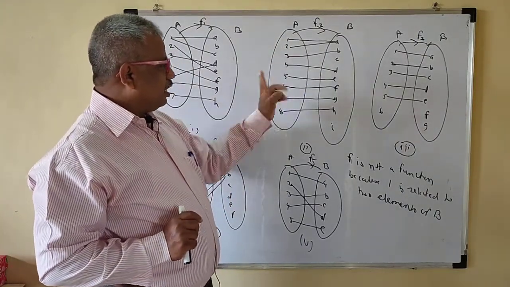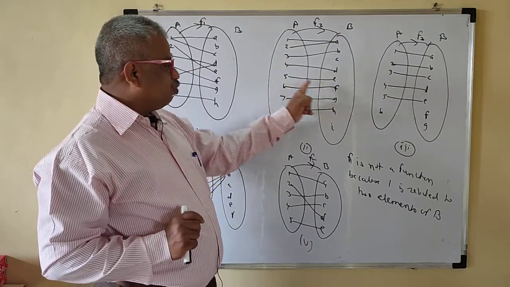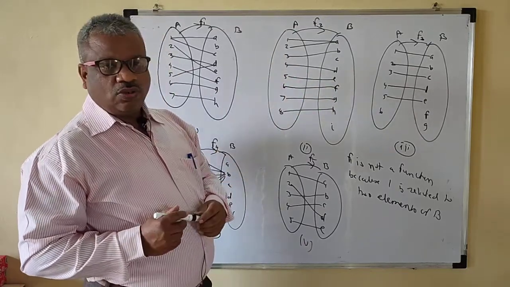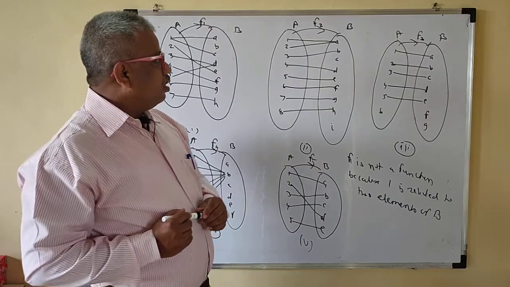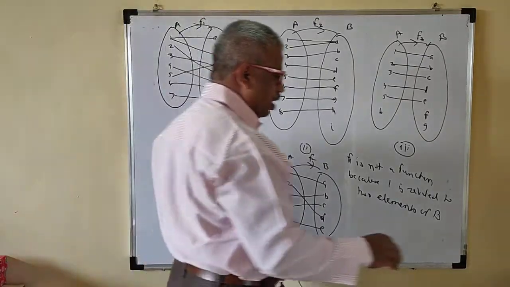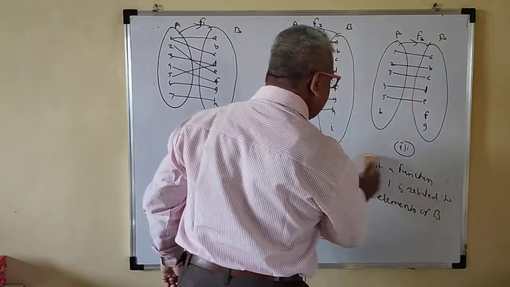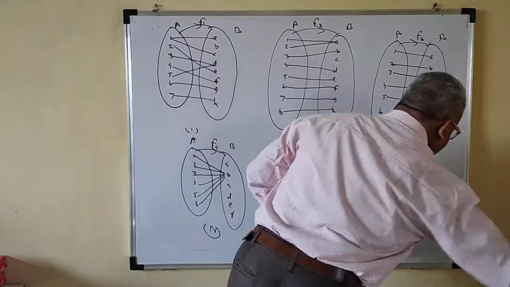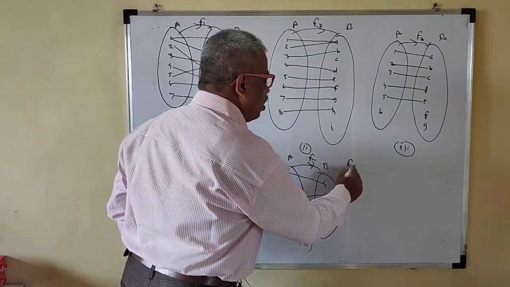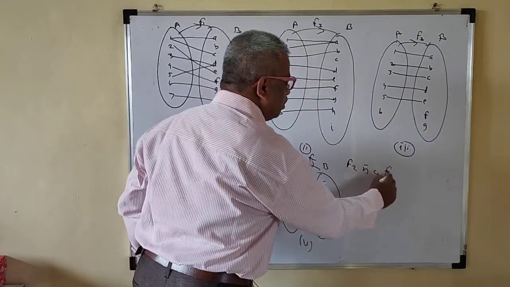So here what? 3 is related to only one element. 4, 5 are related. All are related to only one element of B. So that means what here? F2 is a function. Okay. So F2 is a function.